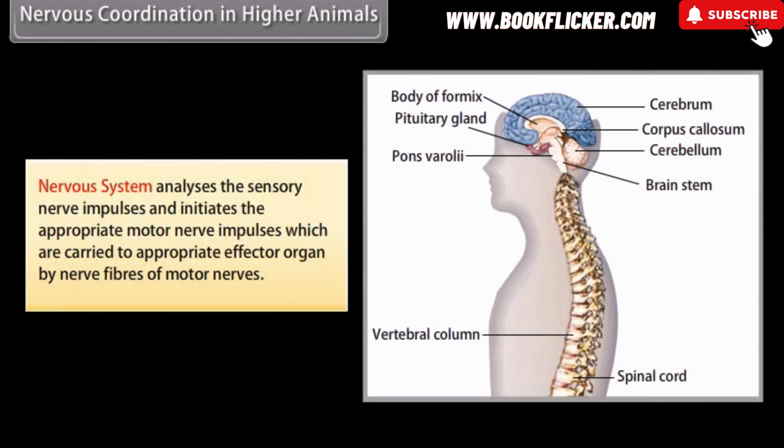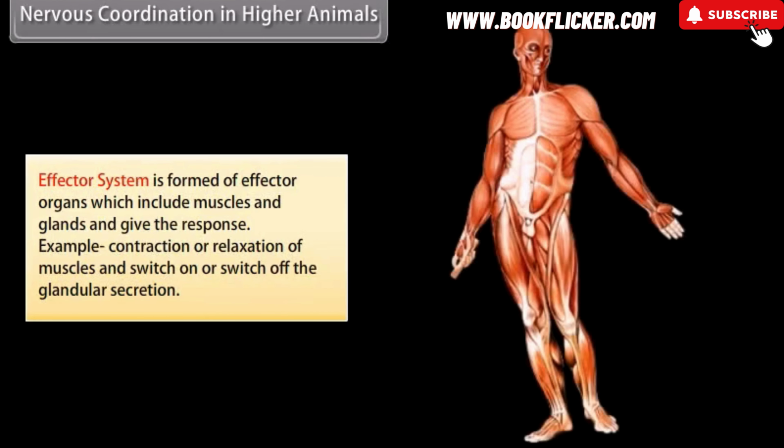The nervous system analyzes the sensory nerve impulses and initiates the appropriate motor nerve impulses, which are carried to the appropriate effector organ by nerve fibers of motor nerves. The effector system is formed of effector organs, which include muscles and glands, and give the response. Example: contraction or relaxation of muscles, and switch on or switch off of glandular secretion.